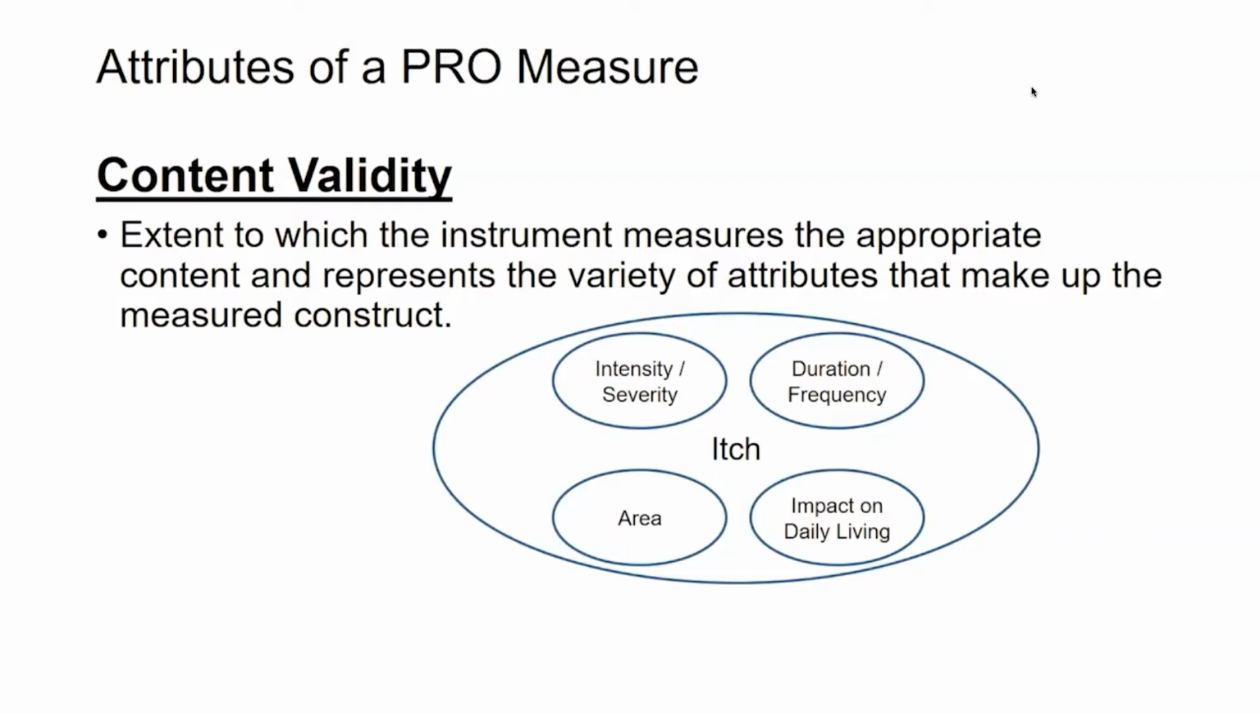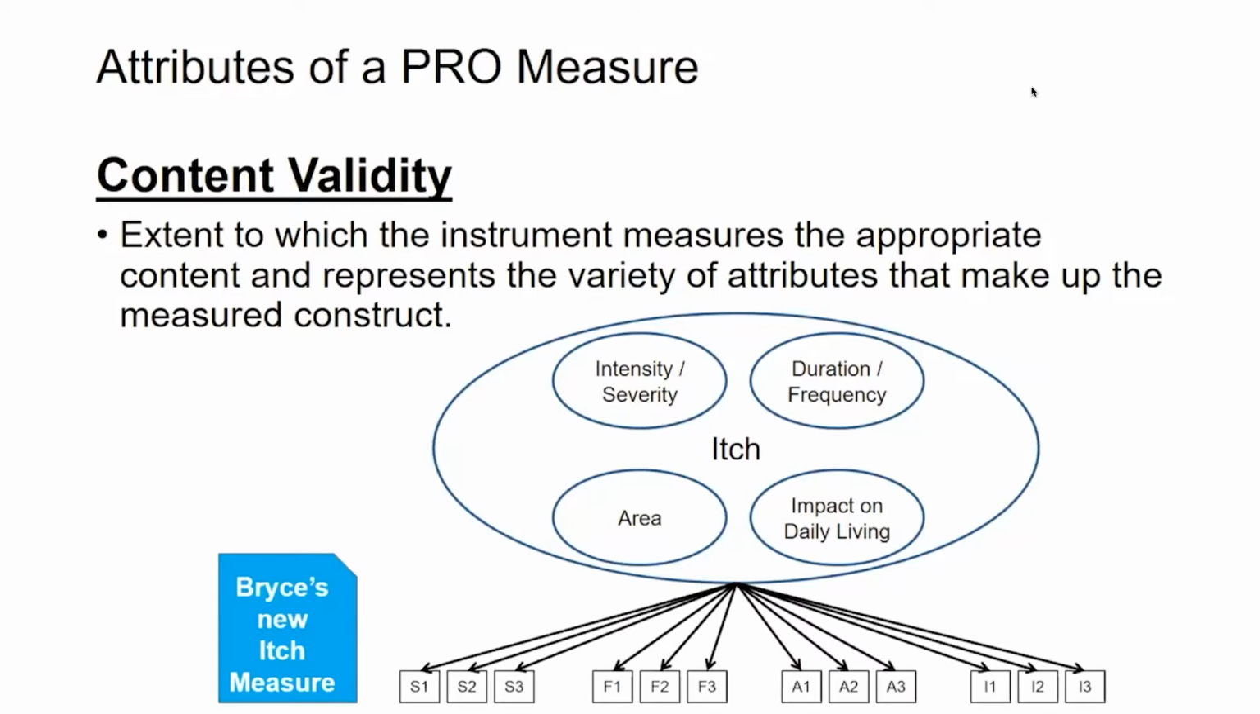Now for content validity of a PRO measure, what we're particularly interested in is to what extent does the PRO measure questionnaire capture each of these four attributes of itch. So for example, if I were to develop Bryce's new itch measure, I would expect to see particular sets of questions that measure intensity, duration, the area of the itch, and how it impacts their daily lives. So that's content validity, and typically it's evaluated qualitatively through interviews, as you'll hear me describe later.